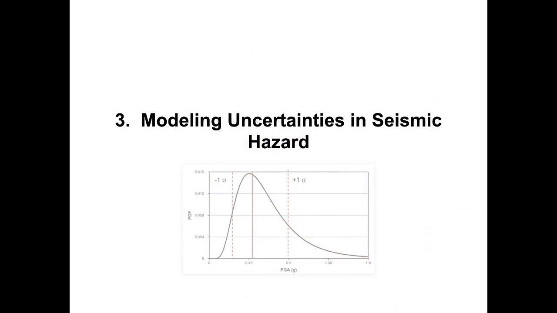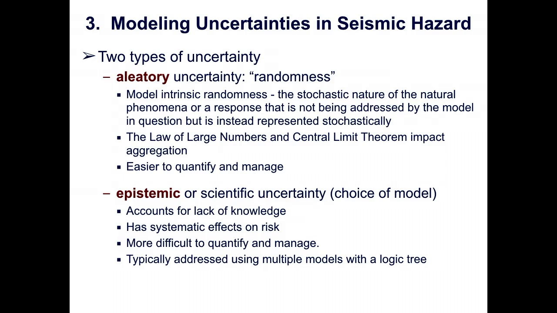Now we move into the third section, modeling uncertainties in seismic hazards. Of course, there's a great deal of uncertainty in ground motion prediction equations and in the seismicity models, and even in site correction and other things like that. Generally, we can discuss seismic hazard uncertainties as being of two types. One is the aleatory uncertainty, or the randomness, and the other is the epistemic or scientific uncertainty, which is related to the choice of the model or models that we use.